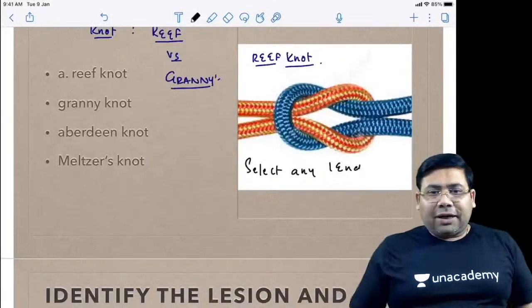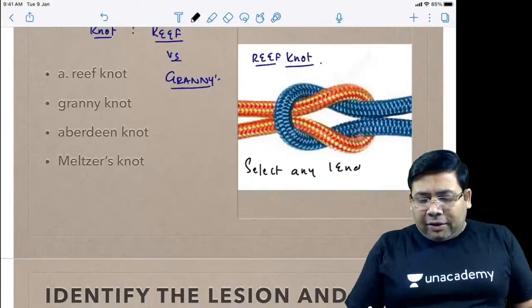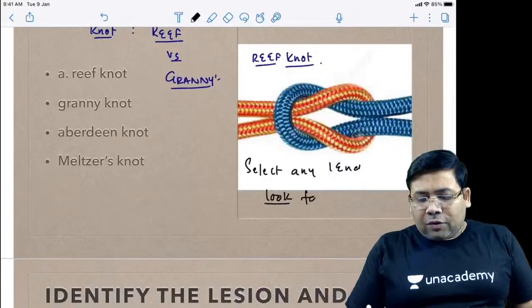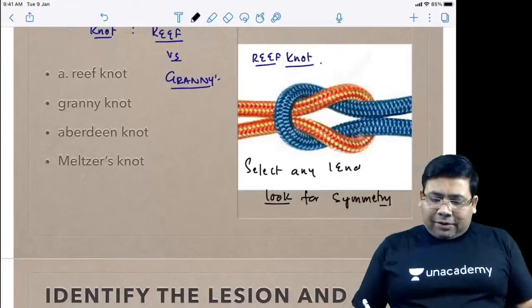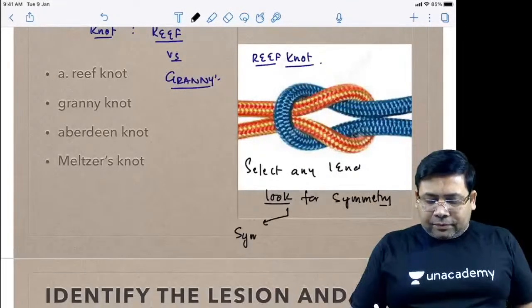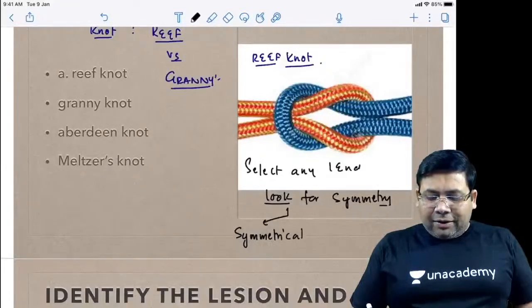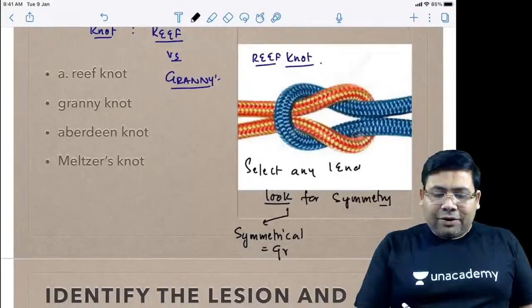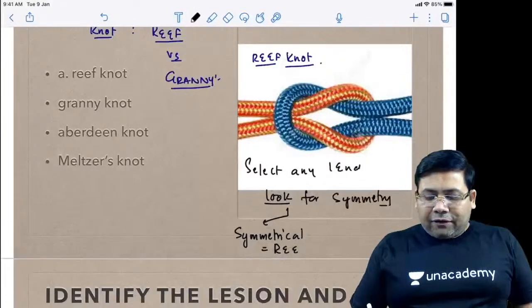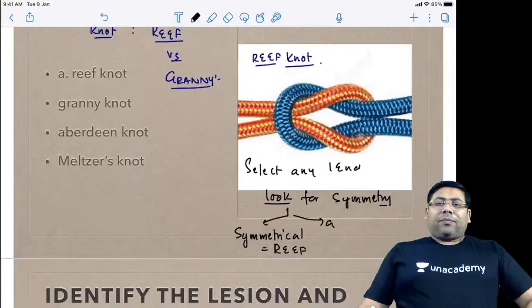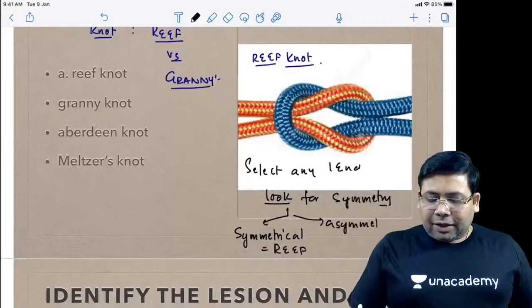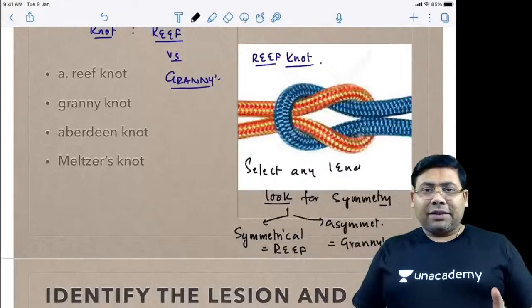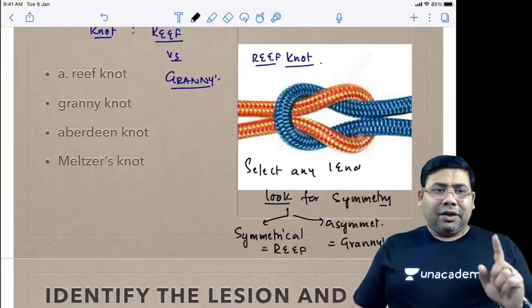Try to understand. Select any one end and then look for symmetry. Always remember, if the knot is found to be symmetrical, then that's a reef knot. And if the knot is found to be asymmetrical, then that is a granny's knot. So this is how we see a reef versus grannies.